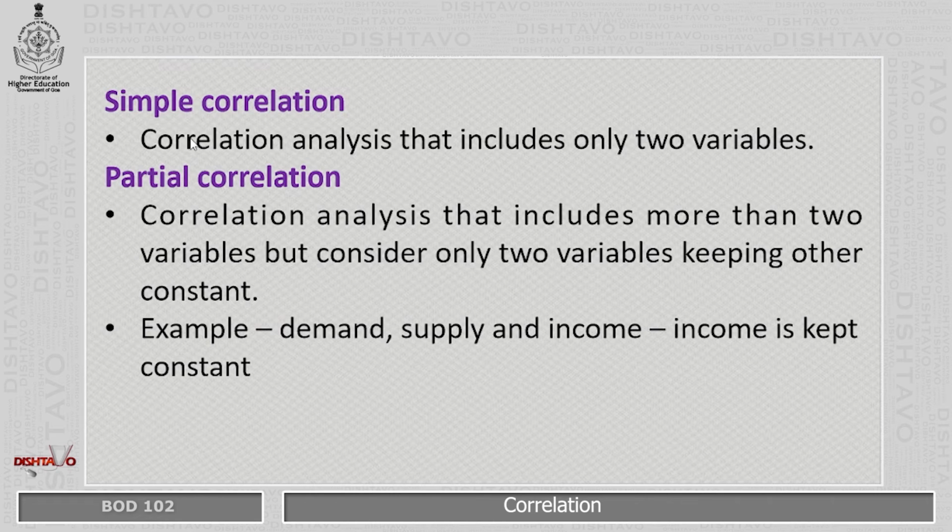Now, simple correlation is the correlation analysis that includes only two variables, whereas partial correlation includes more than two variables, but it considers only two variables, keeping the others constant. For example, the correlation between demand, supply and income. Here income is kept constant.